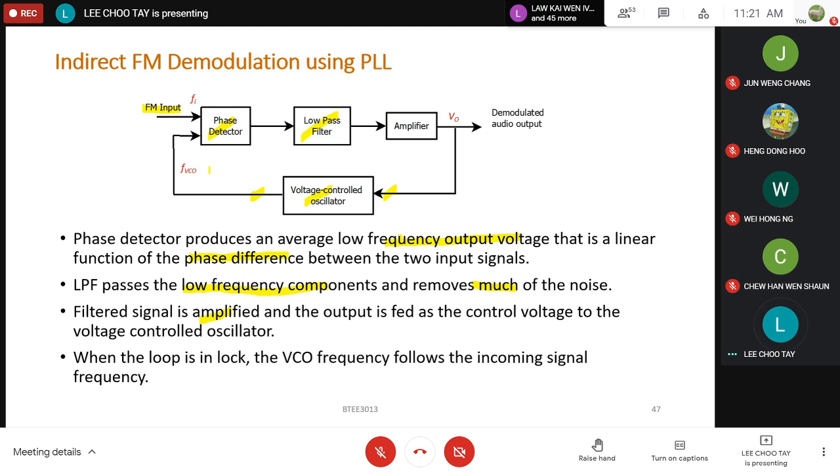All right. So when the loop is in lock, then the VCO, or voltage control oscillator, frequency will actually follow the incoming signal frequency. So basically, we actually want to lock in and find out what this input signal frequency is.